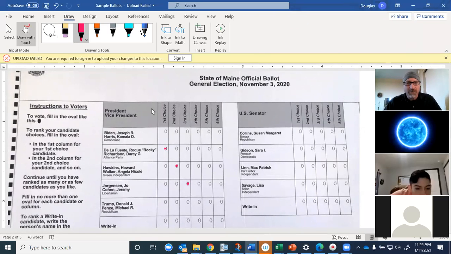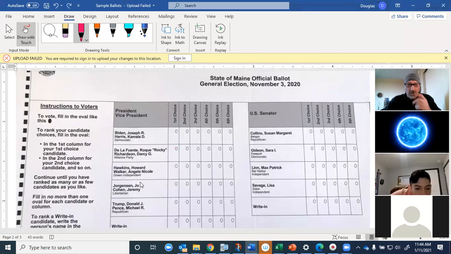There are some people who might say, oh, I really want Donald Trump to be my president. If he's not, I'm going to pick Jorgensen to be second. And then I want the Alliance Party third, and I don't want to vote for anybody else. Okay.